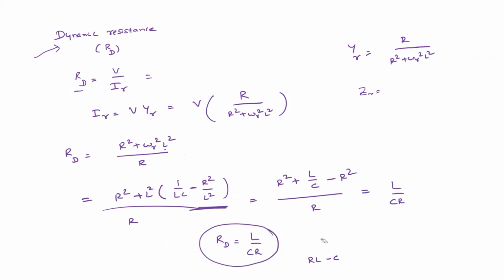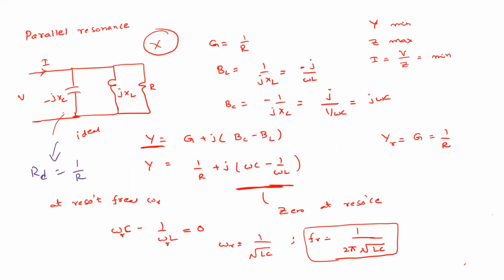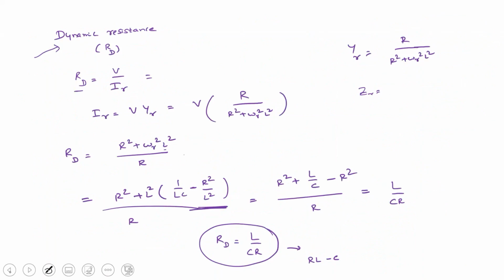Sir, in the previous ideal one, the dynamic resistance will be R, no, sir? Yes, sorry, this is R only. The dynamic resistance is R only. So RD equals R in case of the ideal RLC parallel circuit.